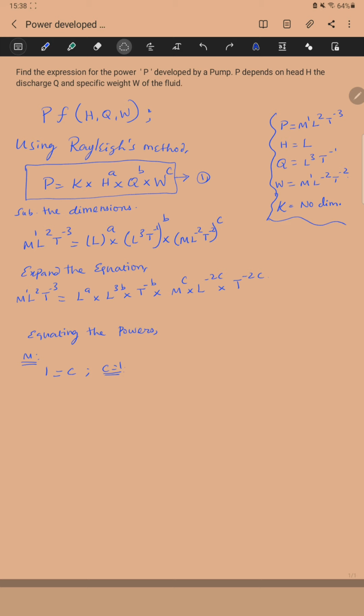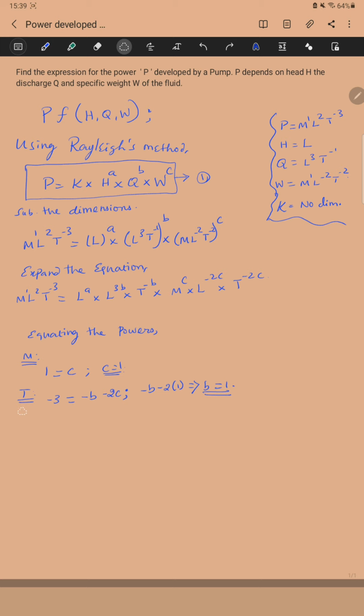So if we equate the powers, let us first look at the M term. The M term over here has a power of 1. What about here? There is only one M term, power C. So C equals 1. That is quite easy. Now let us look at T. I usually prefer to do M, T, and L because it's easier. If you think of it, there is only one M term on the right hand side and similarly only one T term, whereas for L there are one, two, three. That is the reason I do it with M, T, and then L.